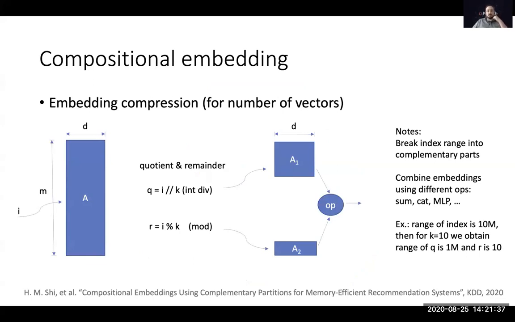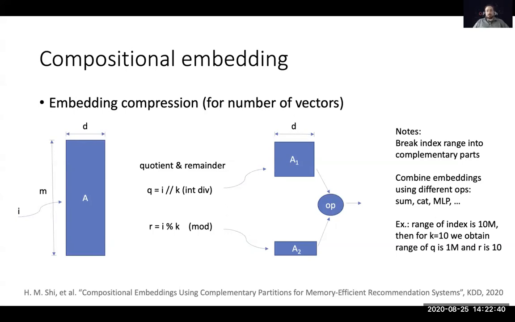For example, one of the first techniques we have developed is called compositional embedding. In this technique, we take the embedding table shown on the left with a blue square, which contains M vectors, and each vector has D elements in it. So the embedding happens into R^D. And we try to attack the compression from the point of view of the number of vectors in the table. One simple trick is to divide the index range into quotient and remainder parts, by creating a quotient using integer division with some constant k, and a remainder with a mod function. Then we can use these indexes to index into separate embeddings, combine the results with an operator such as sum or MLP, and produce the final vector.